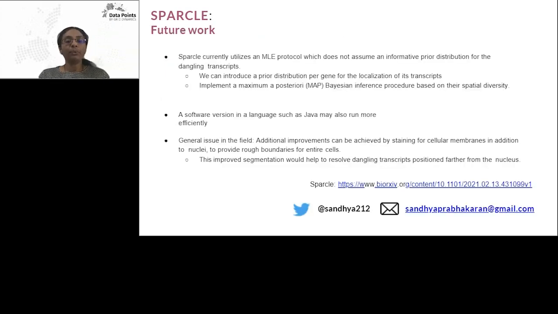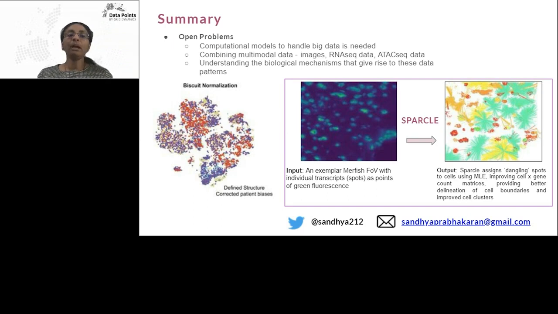Some of the future work would be to write this in a language that is more effective, like Java, to use a more Bayesian version of a posterior inference technique, and to improve cell type boundaries, which is now a question for the field. In conclusion, I'd like to say that I've worked on single-cell RNA-seq and I've contributed to the development of BiSKIT. I've also contributed to single-cell spatial transcriptomics through SPARKLE.